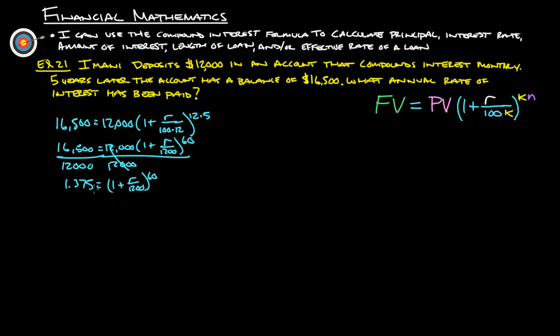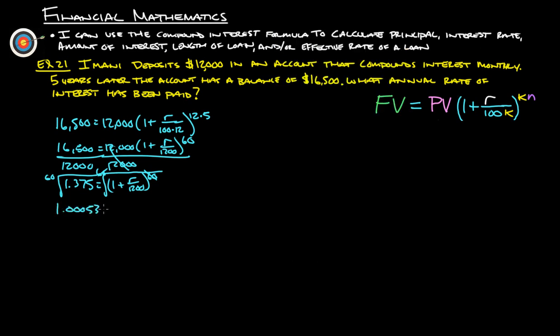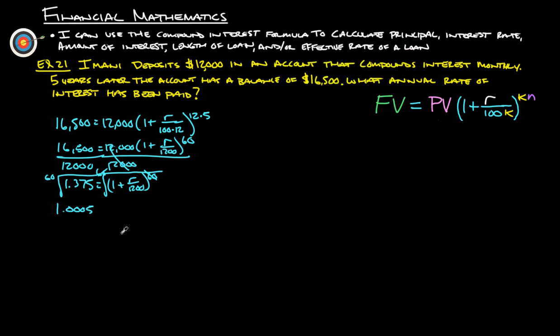Now, we want to get rid of the 60th power, so the only way to do that is take the 60th root, because that 60th root and 60th power will cancel out, so we've got to take the 60th root of 1.375 as well. So we're taking the 60th root of 1.375, and that gives us 1.00532 equals 1 plus r over 1,200.